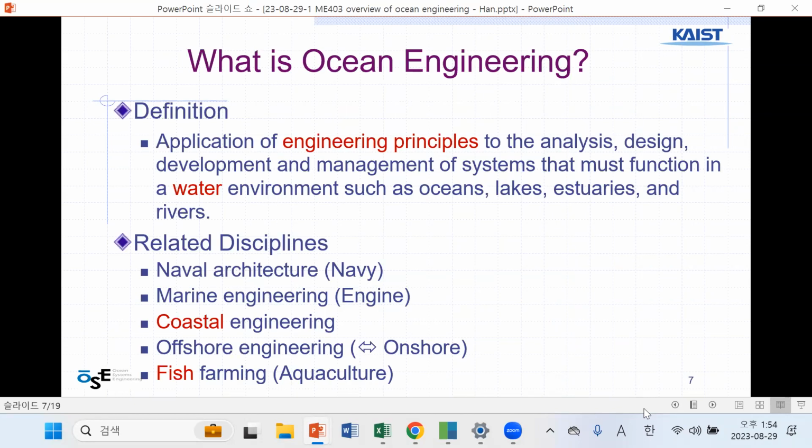So what is ocean engineering? There is a definition. You apply engineering principles to the analysis, design, development, and management of systems that must function in water environments such as ocean, lakes, estuaries and rivers. So related discipline, there's naval architecture. We are going to cover naval architecture in a later section of this semester. But it can easily be called shipbuilding.